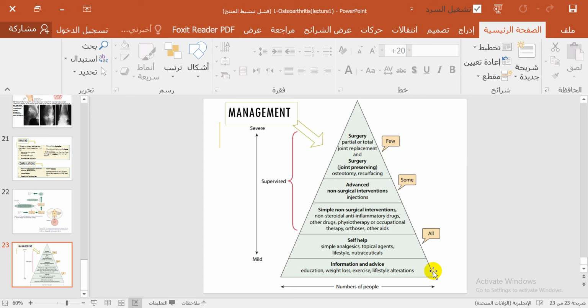Suppose we take about 100 patients. This decreases to about 15 or 20 patients from this 100. What remains are those with advanced or severe OA changes, who may need partial or total joint replacement, and surgery such as joint-preserving osteotomy or resurfacing surgery. This is the schedule of OA management.